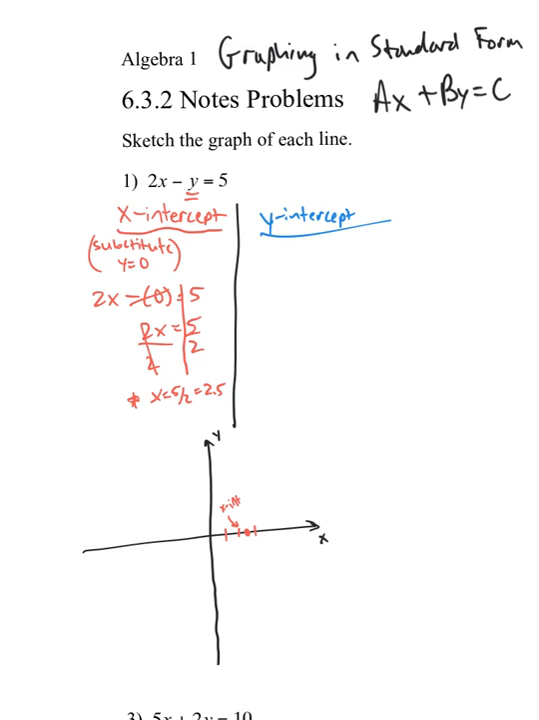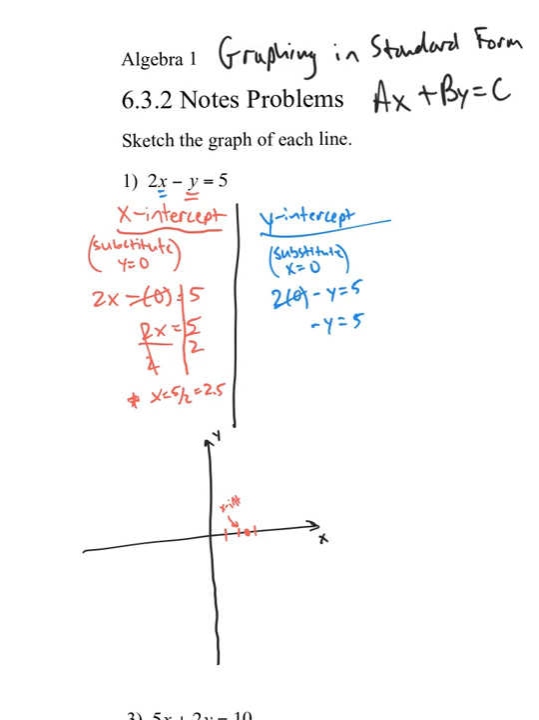Okay, so then we found our x-intercept, we plotted it. Our next step is to find our y-intercept. So to find that, we're going to substitute in 0 for the variable x. So here we've got x that we're going to substitute 0 in. So this is just 2 times, instead of x, we're substituting 0, minus y equals 5. So again, 2 times 0 is just 0. So 0 minus anything is going to be negative y equals 5.